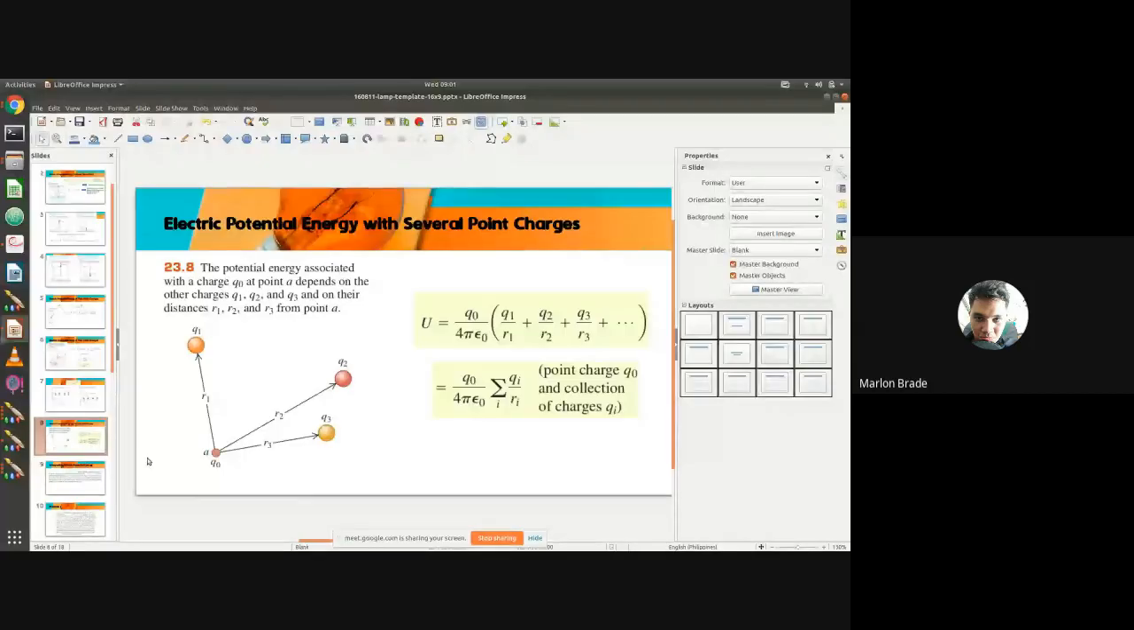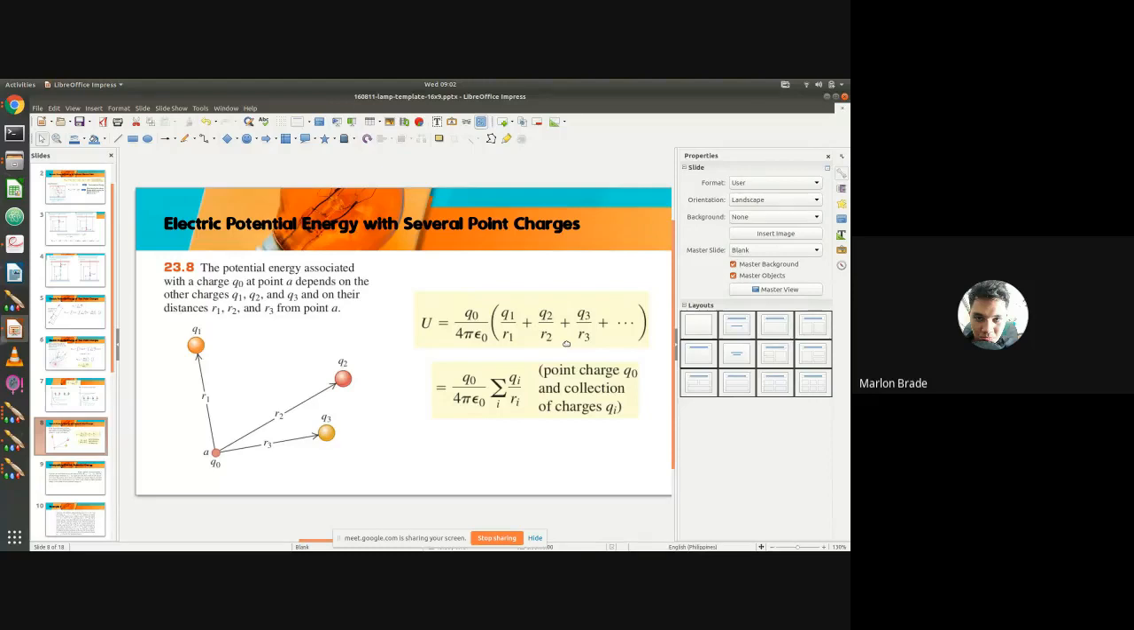So the potential energy associated with the charge Q naught at point A depends on the other charges Q1, Q2, Q3 and on their distances R1, R2, R3. So in the case of daghang kay charges, then the potential energy is just equal to the sum sa potential energy nga nahatag tungod sa presence sa electric force sa matag usa-usa ka charges, such that si Q1, si Q2, si Q3 and so on.